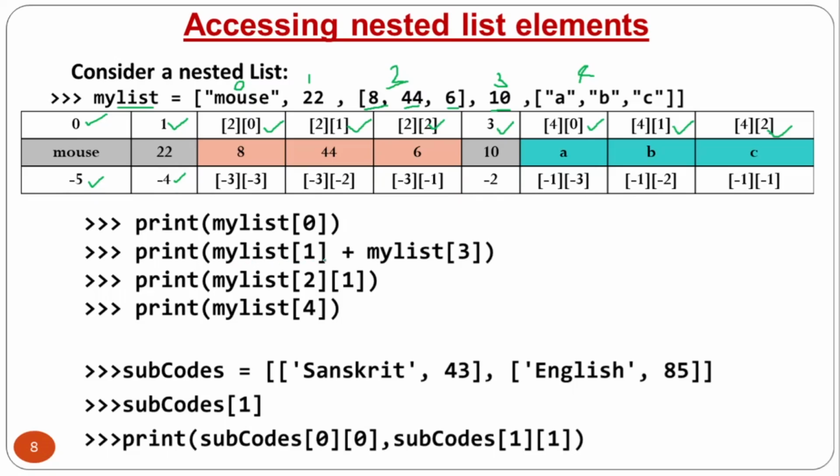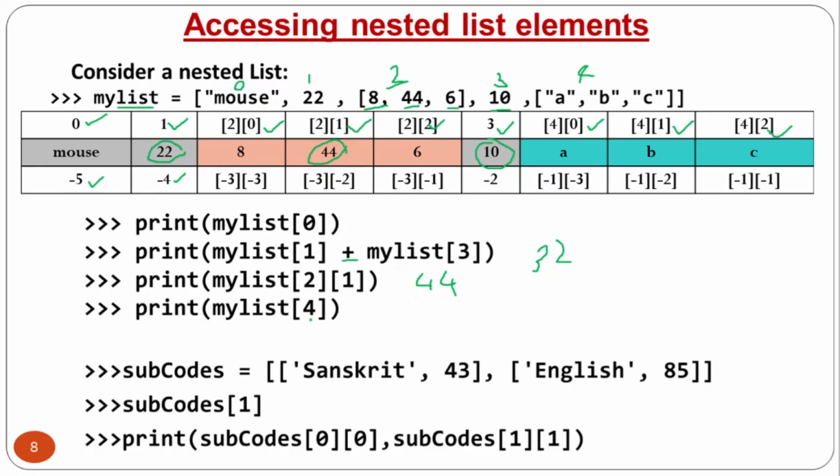The next statement, my_list[1] plus my_list[3]. My_list[1] is 22 and my_list[3] is 10. 22 plus 10, the output will be 32. And in the next example, my_list[2][1]. The data at the index 2,1 is 44. So the output will be 44 here.